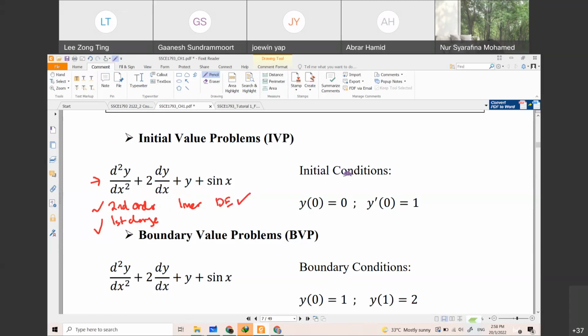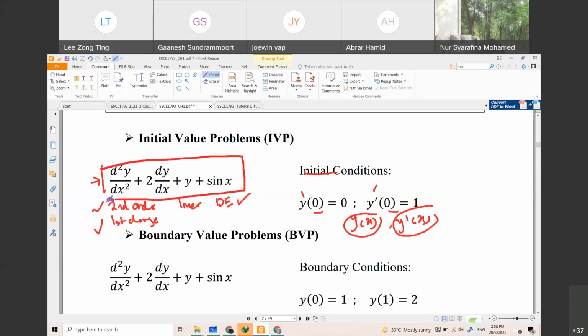You are given the initial condition where x equals 0, and you can use y and y prime. How can you obtain this y and y prime? You need to solve this differential equation first in order to find y. So this is the main purpose of this course. You know the differential equation, you are given the conditions, and then you want to find the solution of the differential equation by applying the conditions.